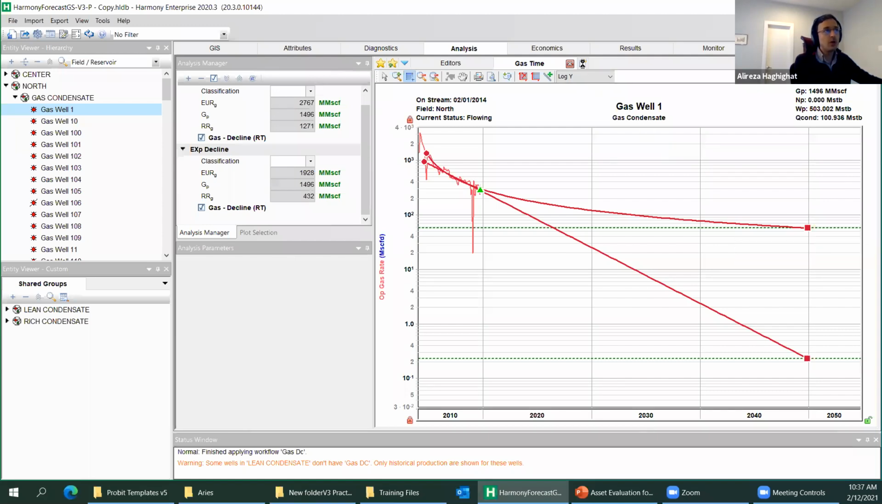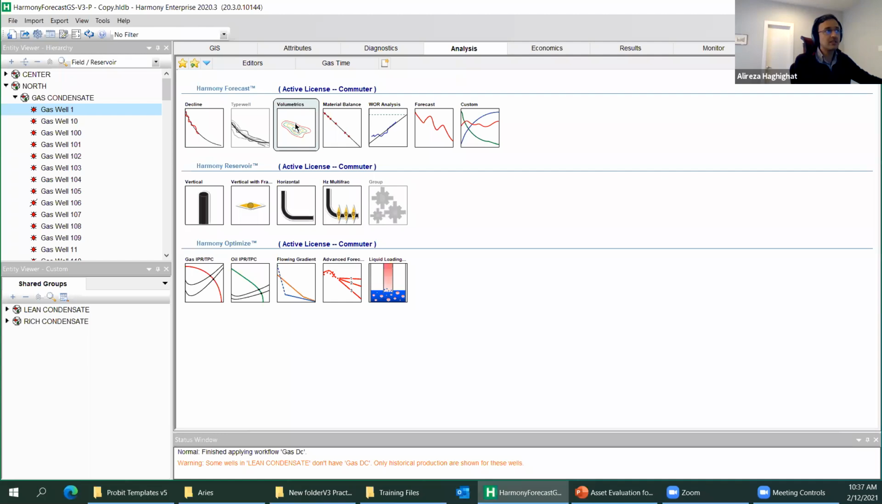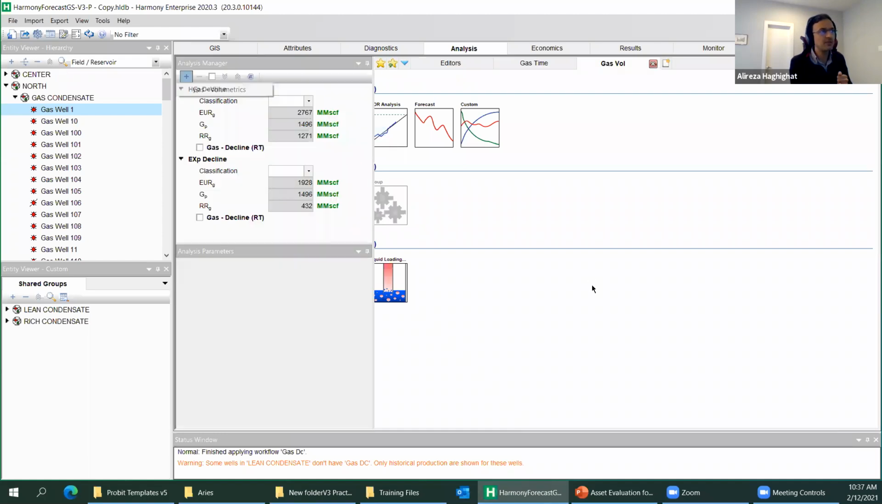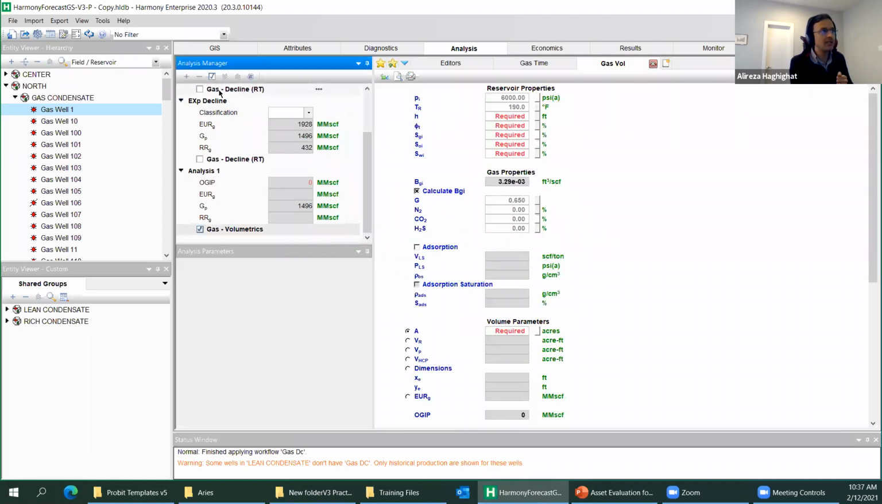So what I need to do here, I need to create a new analysis and calculate my original gas in place. And then with the help of recovery factor, I can understand what EUR is more correct. So for this specific well, we need to identify some geological parameters and PVT parameters. Let's assume the thickness of the well is 50 feet, the porosity of the reservoir is 6%, the initial gas saturation is 65%, and the water saturation is 35.